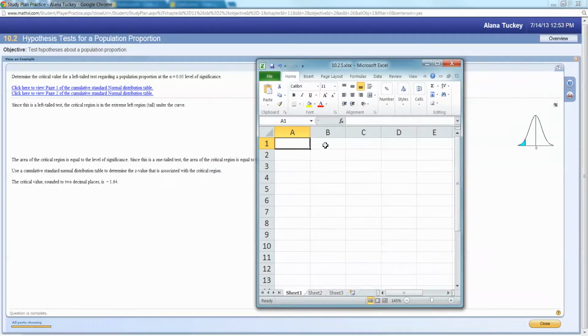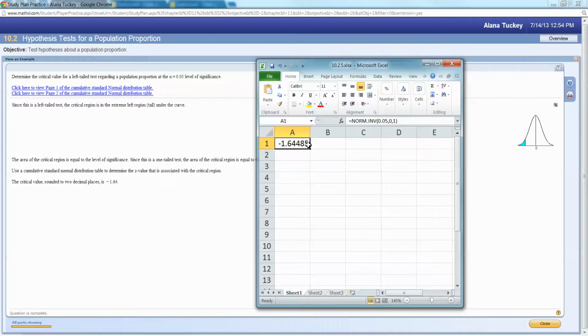So let's see. I want to type equals NORM.INV because you're basically doing what we did in chapter 7. You're finding an inverse norm value. But the area in the left tail is what you have to put in for your probabilities. So since this is a left-tailed test, that's cool, it's 0.05. If it was a right-tailed test, I'd have to do 0.95 because you want the complement rule. Now the mean is 0, the standard deviation is 1. That's one way you can do it. There you get negative 1.64, just like they do.